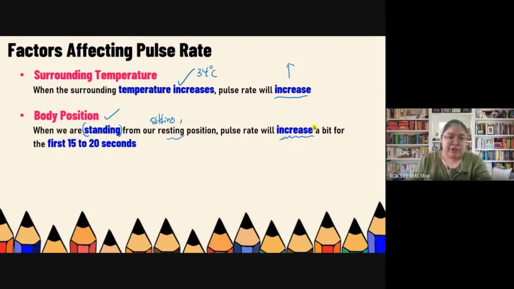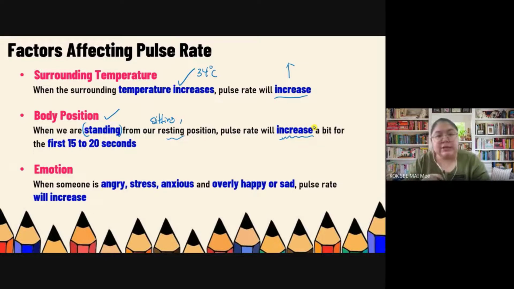Okay, then we are going to check emotion. Emotion will make your pulse rate change. For example, angry. People say angry means high blood pressure already, because your heartbeat is very fast. So the first one is angry. Number two is stress. People say stressed people will get a heart attack, because your pulse rate becomes very fast, already abnormal. So the oxygen is not enough, then it pumps, and after that you get a heart attack.